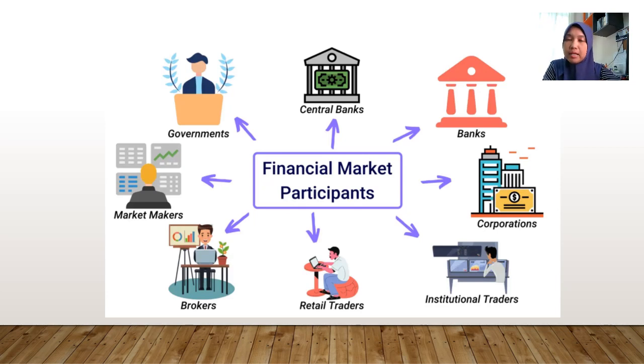And lastly, we have governments, for example, our government in Malaysia. The government is important in our economic development, because the government will help, for example, the small and medium companies by facilitating some facilities, or by injecting some funds to them in order to boost their business, and at the same time to boost our economy. So these are the financial market participants or players.